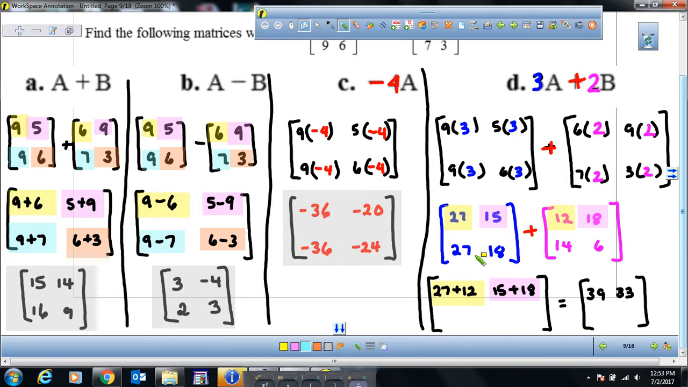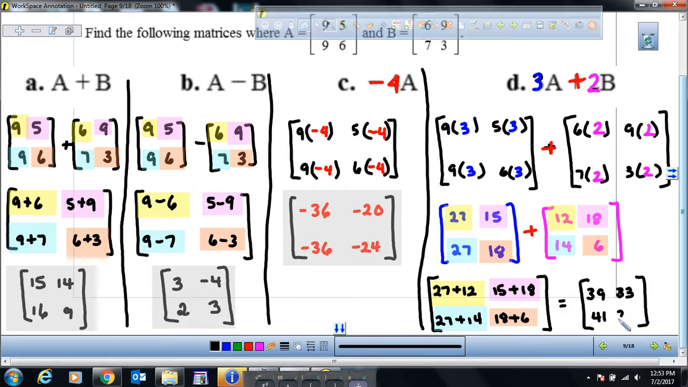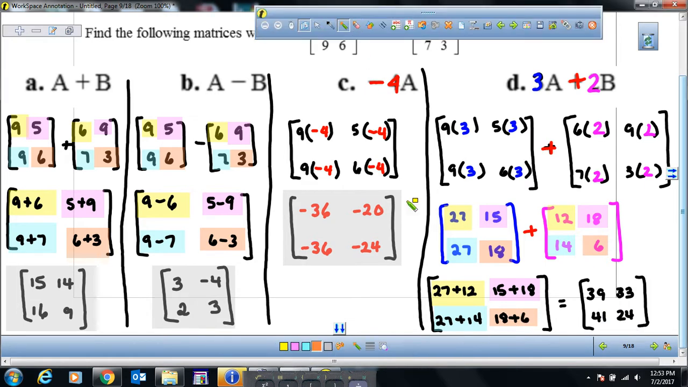The element in the second row, first column is going to be added to the element in the second row, first column, which is 27 plus 14, that's a 41. And last but not least, the element in the second row, second column is added to the element in the second row, second column, so that's 18 plus 6, that's a 24. And this is going to be the resulting matrix 3A plus 2B.